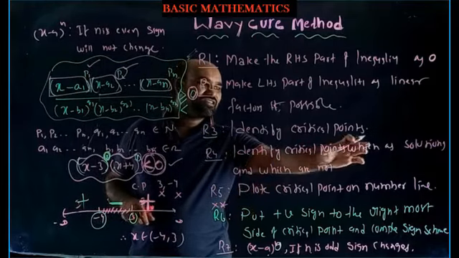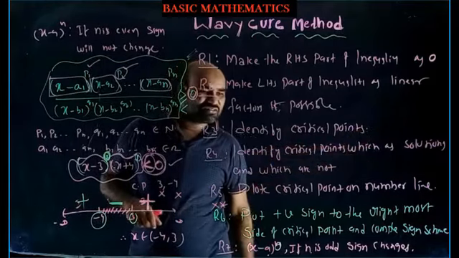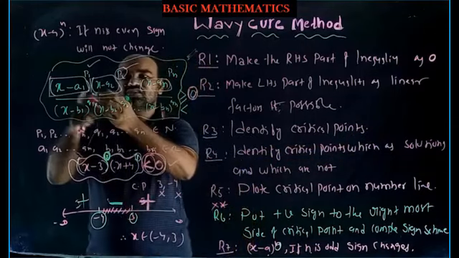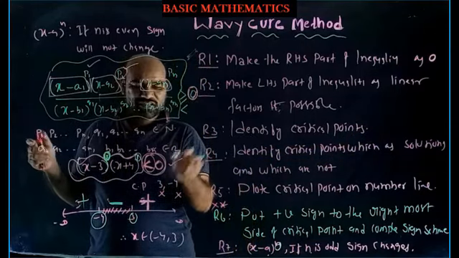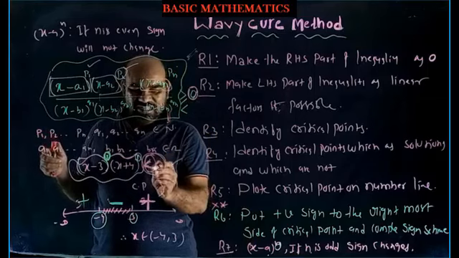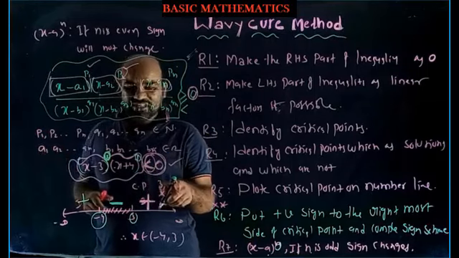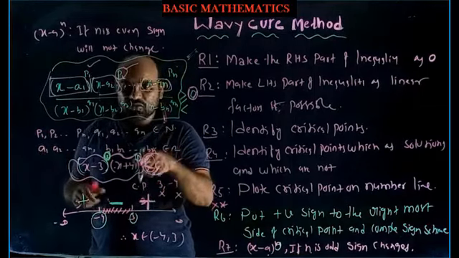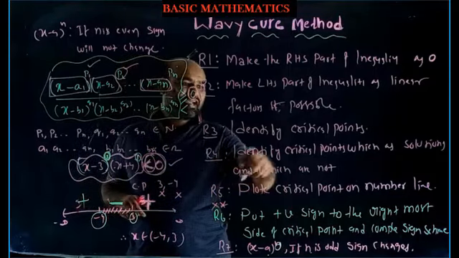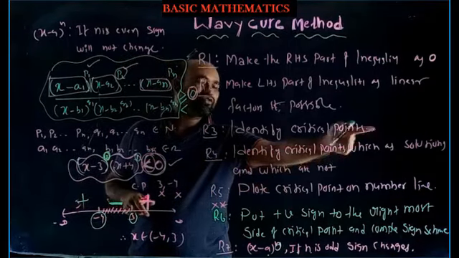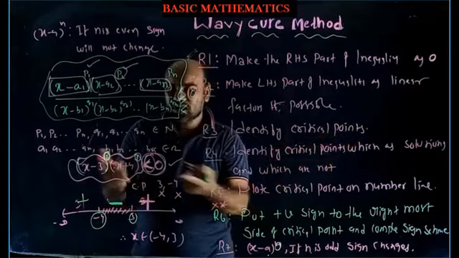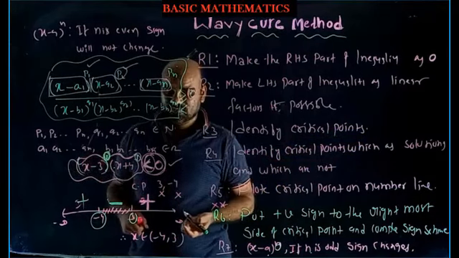Identify which critical points are solutions and which are not. Sometimes these may be solutions when equality is allowed. For example, here only less than is given. So minus 3 and minus 3 are critical points, but none of them is a solution. You should identify which critical points are solutions and which are not. Both are not solutions in this situation.